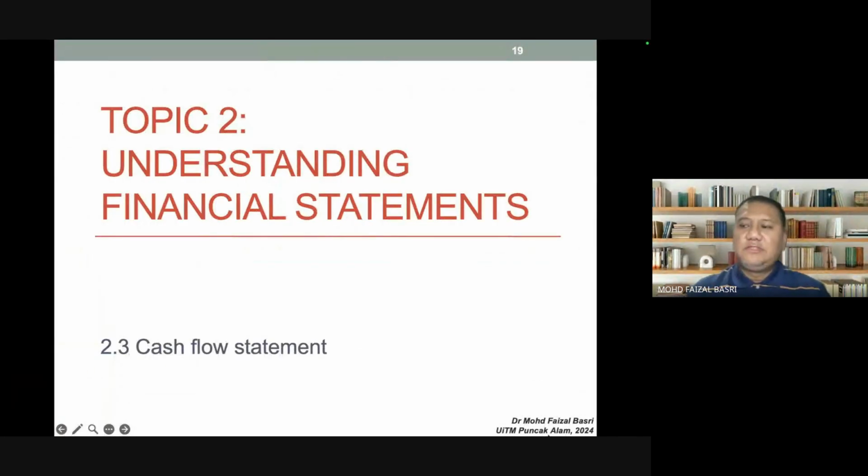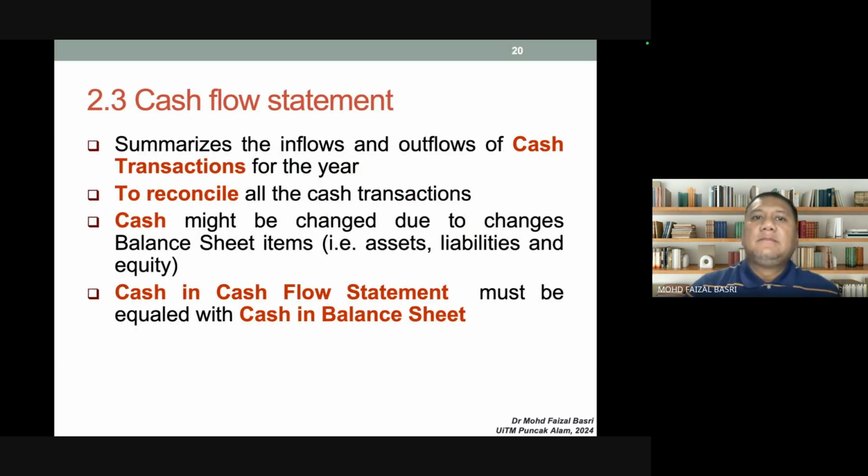Okay, the cash flow statement. Okay, so for cash flow statement, we try to summarize again the inflows and outflows, but now, as I already mentioned in the earlier section, when we talk about cash flow, the name pun cash flow, and so we are concerned about how the cash move from one balance sheet to another together with the income statement for that particular year. And then we're going to try to reconcile all the cash transaction.